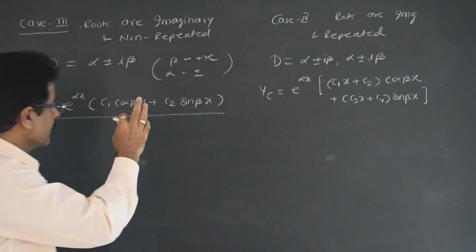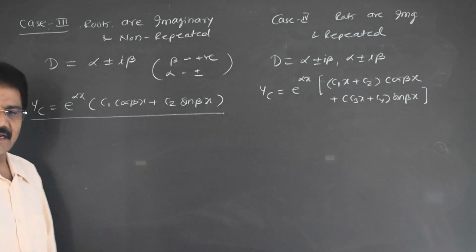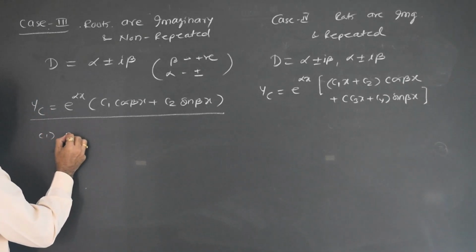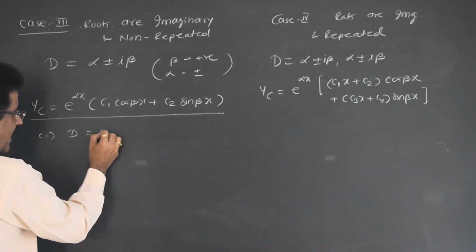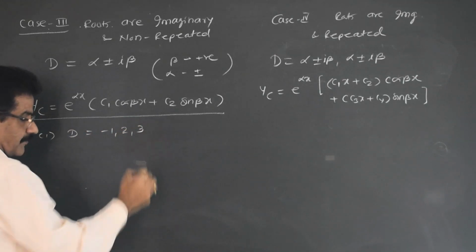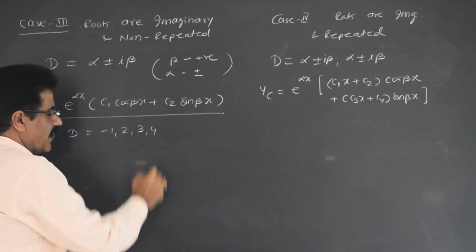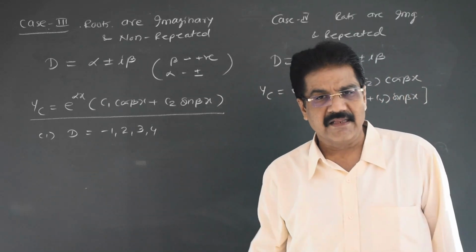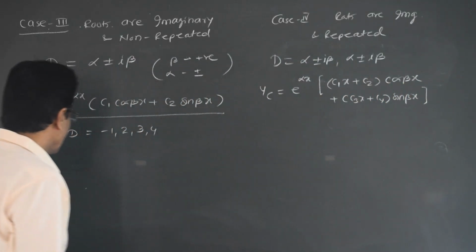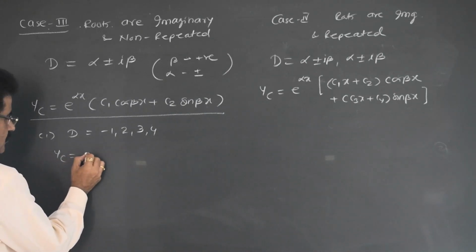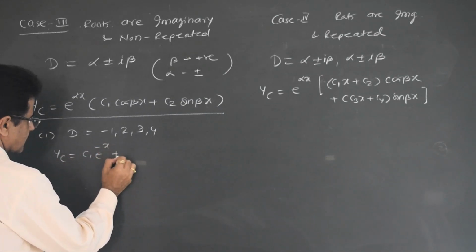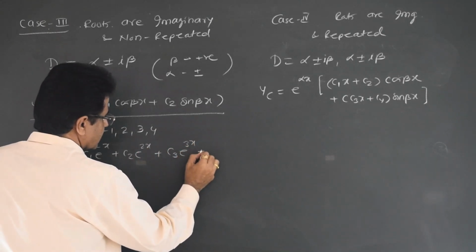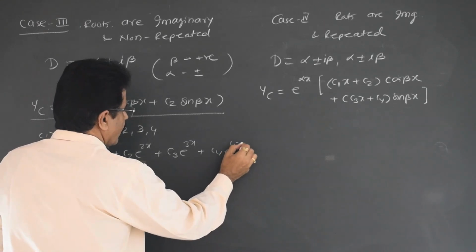So these are all our 4 cases that we have seen in detail. Now let us see how to use these cases in combination. Number 1, for example, if I take D as minus 1, 2, 3, and let us take one more, that is 4, the roots are real and non-repeated, and therefore we are going to use case number 1 to write down yc as c1 e raised to minus x plus c2 e raised to 2x plus c3 e raised to 3x plus c4 e raised to 4x.